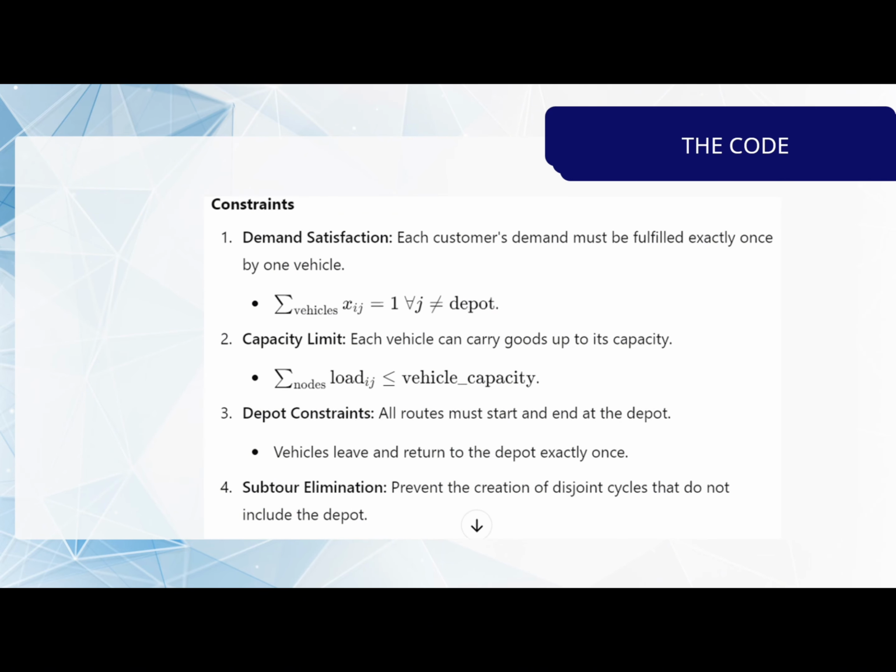And finally, for the constraints, part 1 is demand satisfaction. Each customer's demand must be fulfilled exactly once by one vehicle. Second, capacity limit. Each vehicle can carry goods up to its capacity. Third, depot constraint. All routes must start and end at the depot, so the vehicle leaves and returns to the depot exactly one time. And finally, subtour elimination, to prevent the creation of cycles that do not include the depot.